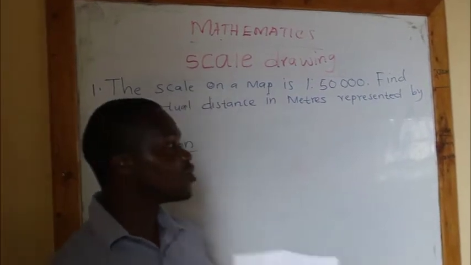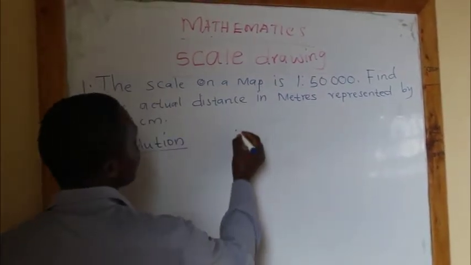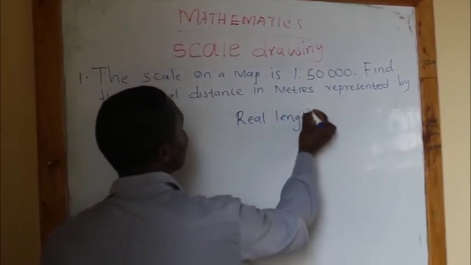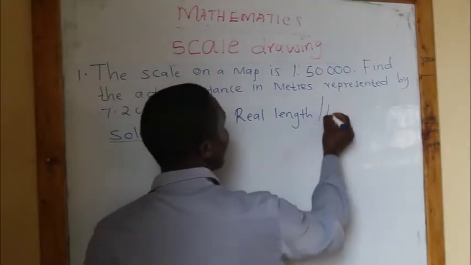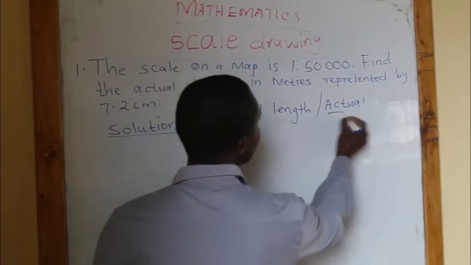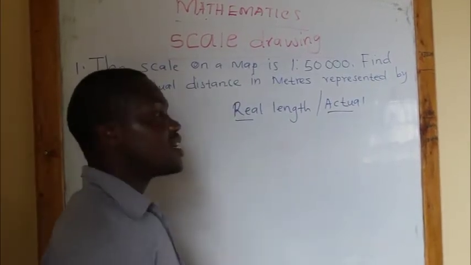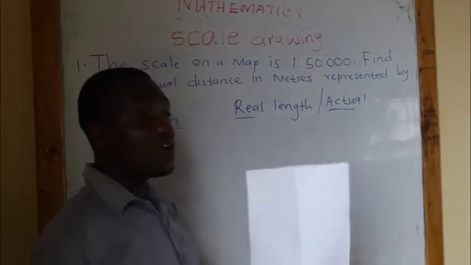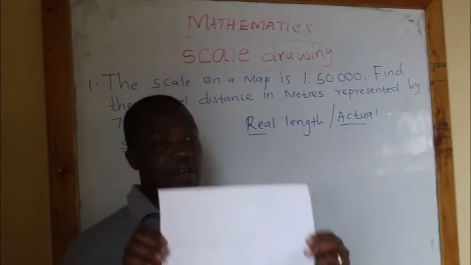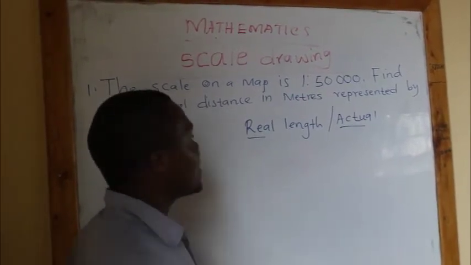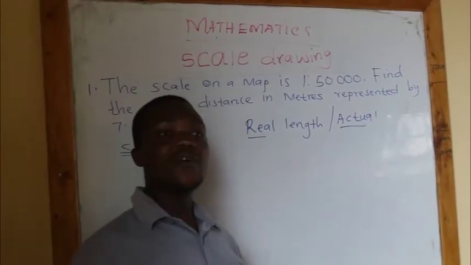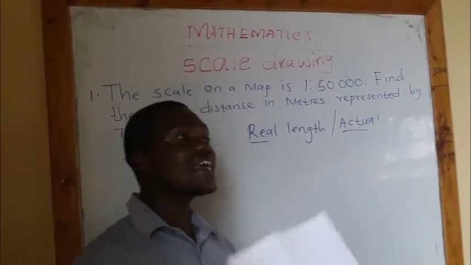In this case, you'll hear me talking about the real length. Another name for real length is the actual length. A real length is the real measurement outside this piece of paper. For example, a road can be 1 kilometer long. You cannot draw a kilometer on a piece of paper. So 1 kilometer is the real length. Because it can't be presented on a piece of paper, we now reduce it into the drawing length.